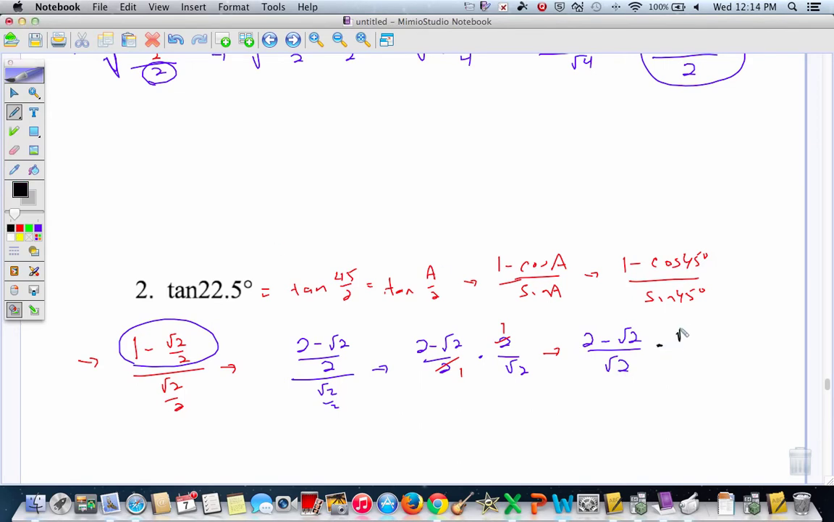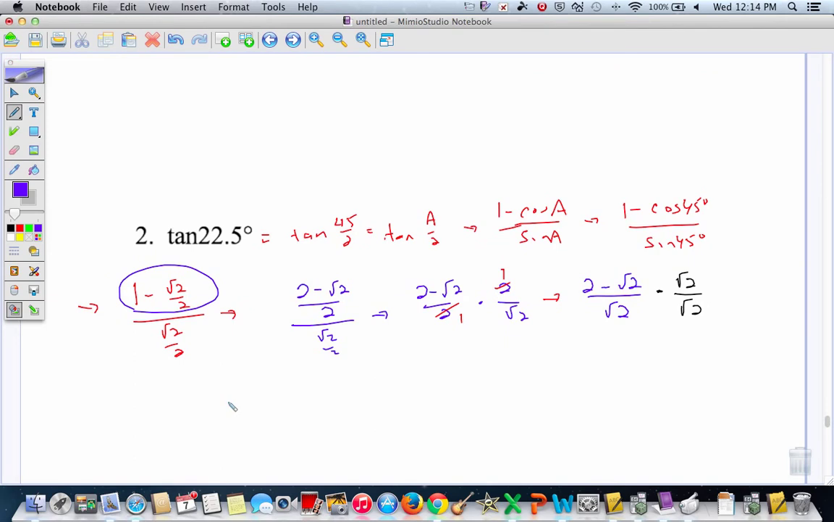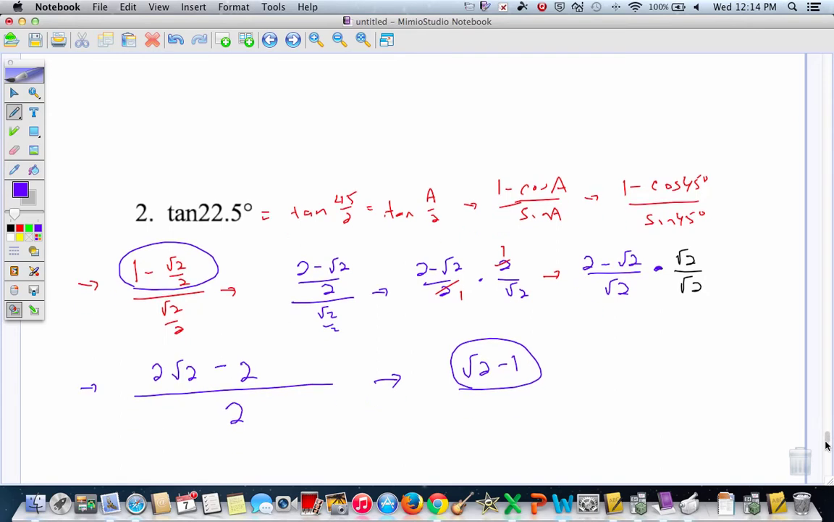We can't have a radical in the denominator, so we have to rationalize by multiplying numerator and denominator by the square root of 2. I'm going to have to slide down to the next line to do that. In my denominator, square root of 2 times the square root of 2 is just 2. In my numerator, 2 times square root of 2 is just that, 2 square root of 2. My numerator, square root of 2 times square root of 2 is square root of 4, or 2. You should then notice that those all can be divided through by this 2, which gives us square root of 2 minus 1 for our tangent of 22.5 degrees.